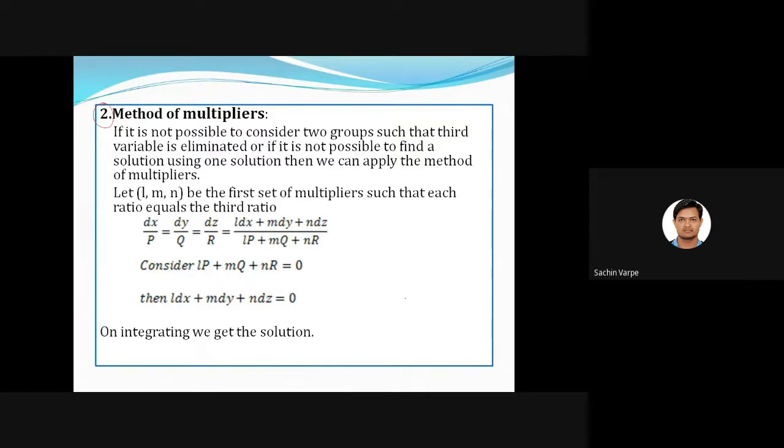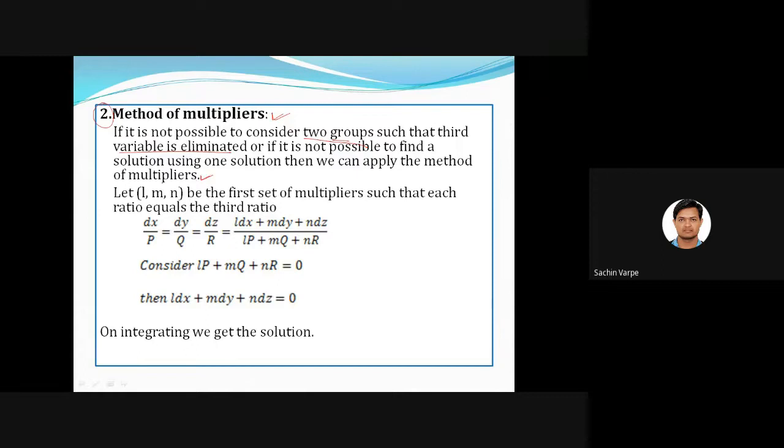So remember, in the exam, first we try the method of grouping. If it is not possible to find the solutions with the help of the method of grouping, and even using the method of one solution, then we have the second method to solve further, that is the method of multiplier. It is completely different from the first two. What it says: if it is not possible to consider the two groups such that the third variable is eliminated, or if it is not possible to find a solution using one solution, then we can apply the method of multipliers.